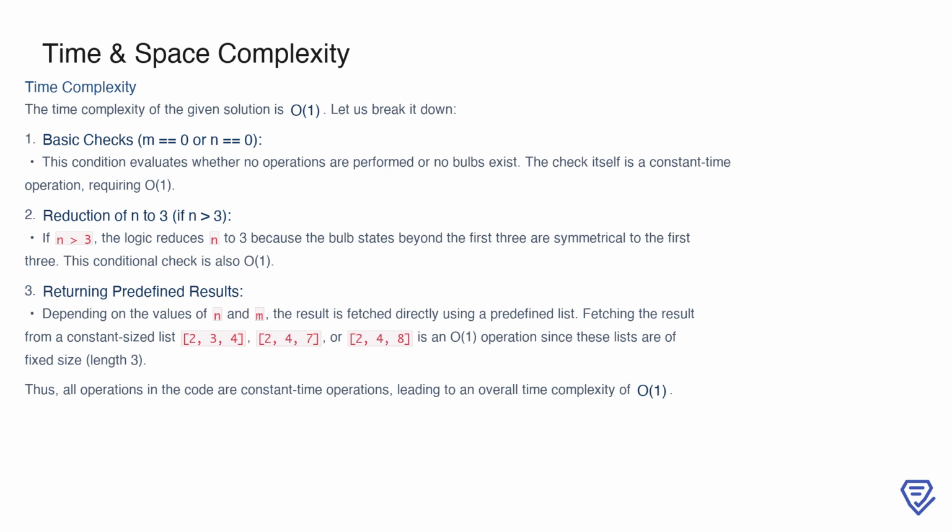Finally, the solution directly fetches predefined results based on the values of n and m. Accessing these predefined lists is an O(1) operation because the lists are fixed in size and do not grow with the input. Taken together, all these steps are constant time operations, leading to an overall time complexity of O(1).